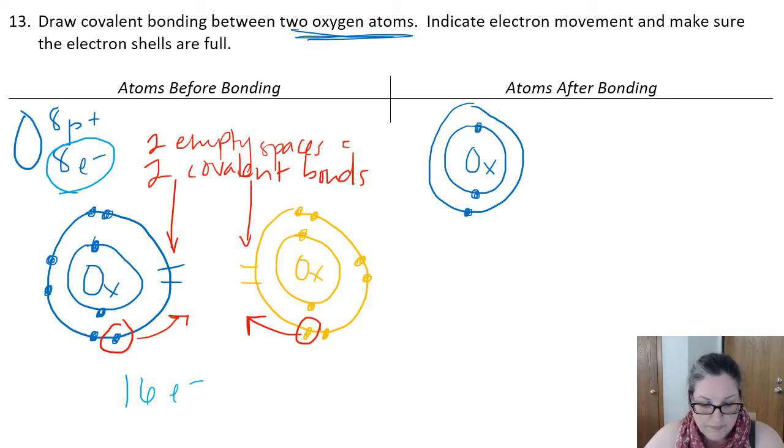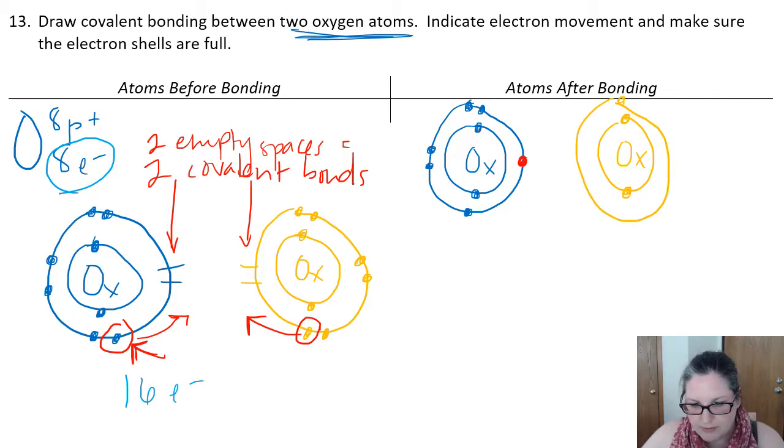So we moved this particular electron to form a covalent bond. I'm going to turn that red. The other oxygen had the same situation where it donated 1 electron. And we color that electron red. Oh, that was bad.